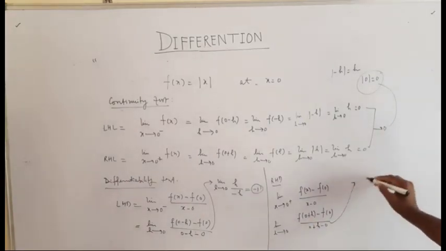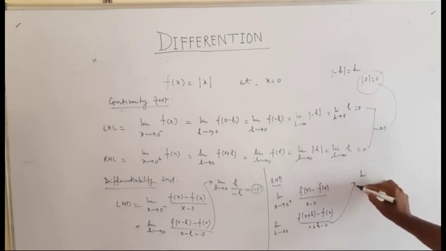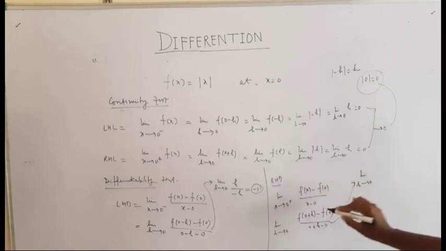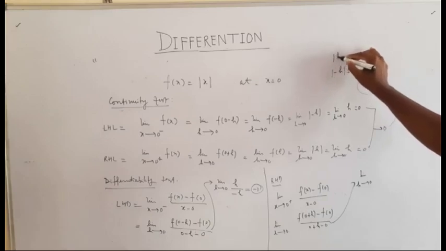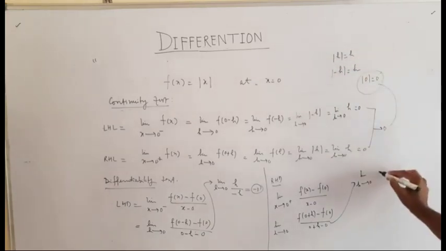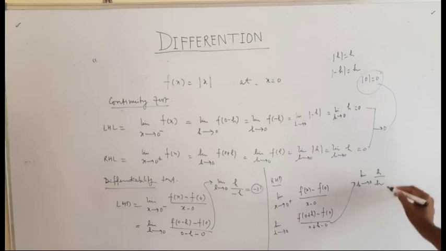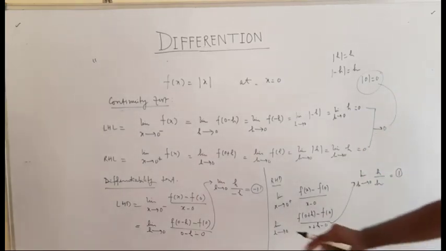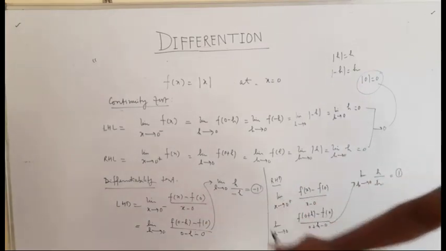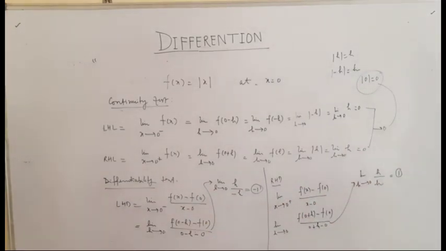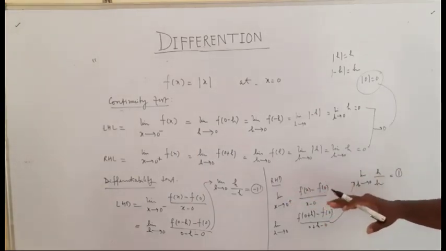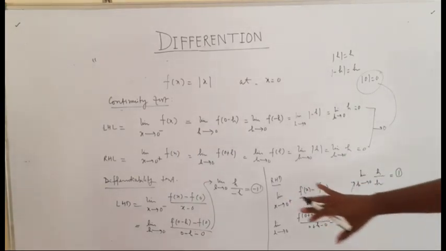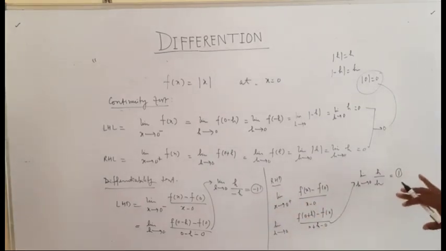Now from here I come back to this point. So limit h tends to 0, f of h, that is the mod h, is h over h, and the f(0) is 0. So this is giving me a value of 1. So the left hand derivative gives me a value of minus 1. Right hand derivability test is giving me the value of 1. So the left hand derivative's value is minus 1, and the right hand derivative's value is 1. It means these are not equal.